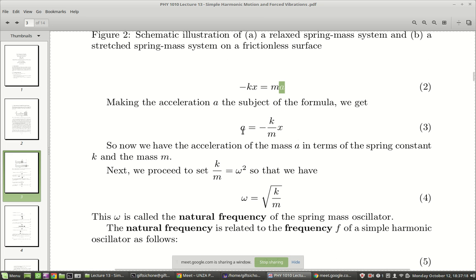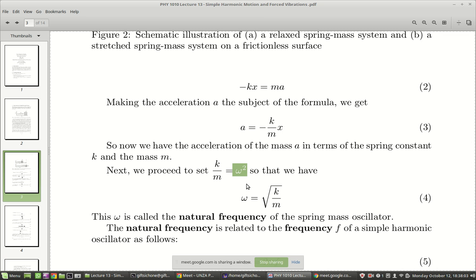The next thing we do is we let this k divided by m be equal to omega squared. Omega is what we use for angular velocity, the same symbol for angular velocity. As you're going to see, that's basically what's happening in a nutshell. So if k over m is equal to omega squared, then omega is going to be equal to the square root of k divided by m.